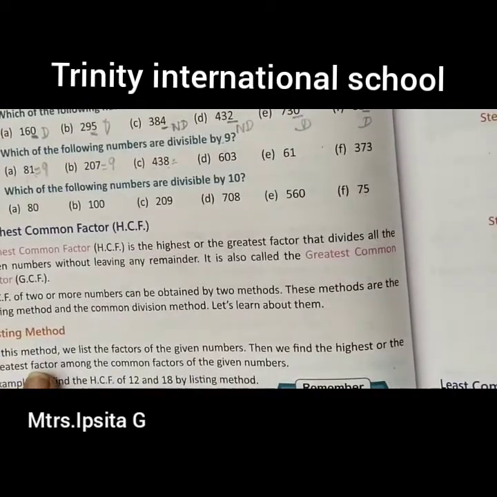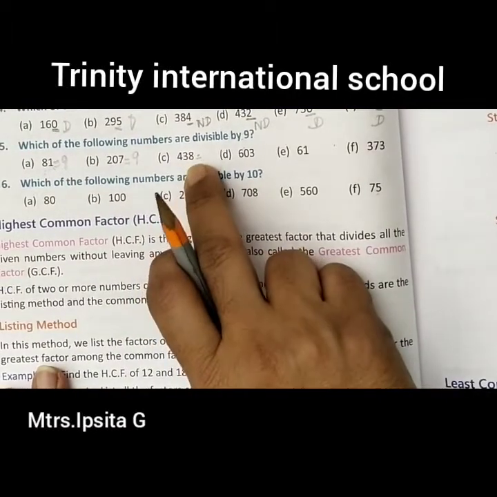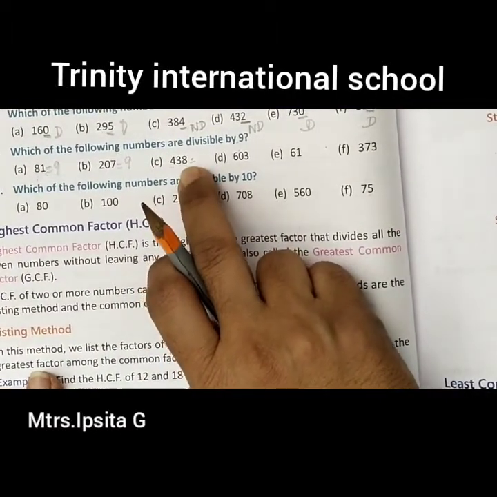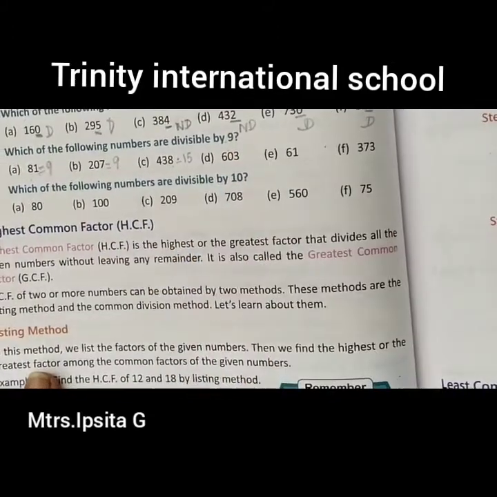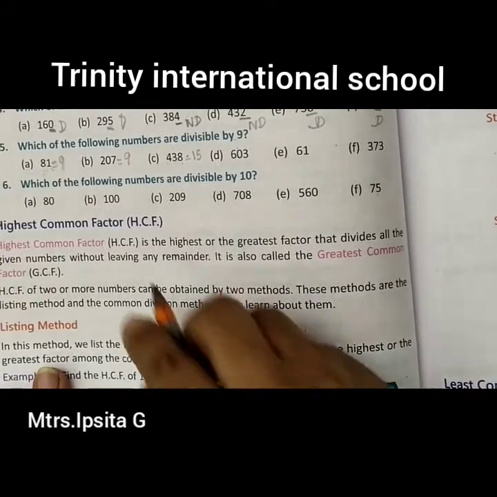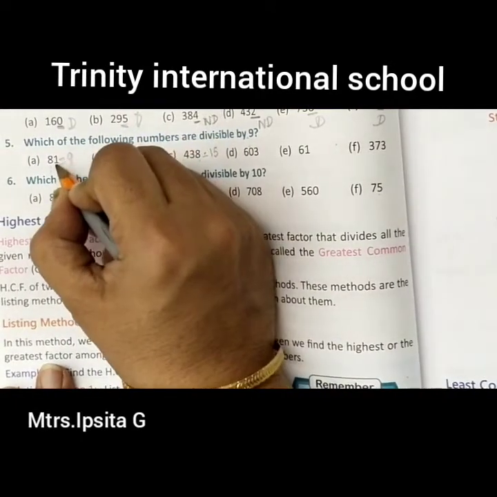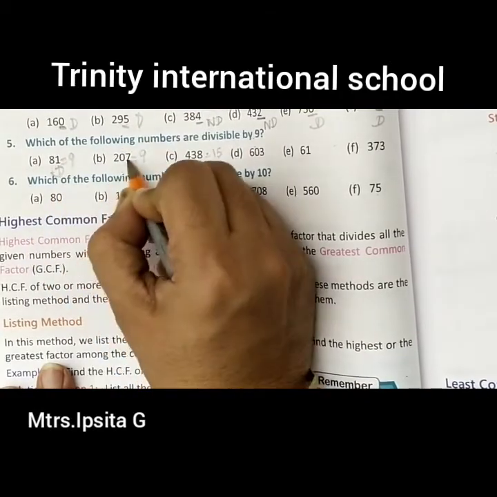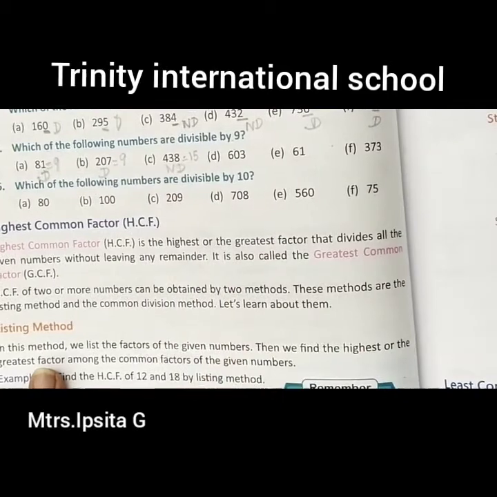438. So just add up all the digits. तो कितना हो जाएगा आपका, 4 plus 3 plus 8 will give you 15, है ना. So this 15 is not divisible by 9. So that is why 438 is not divisible by 9. So ये हो गया आपका divisible, ये हो गया divisible, ये हो गया not divisible.